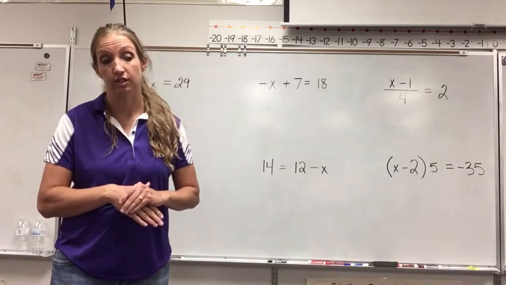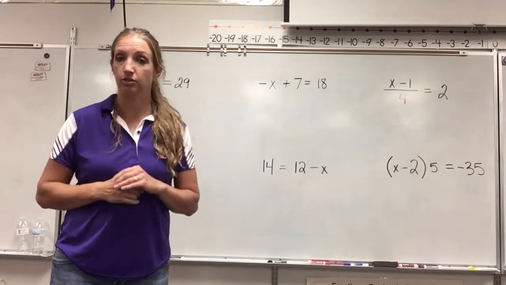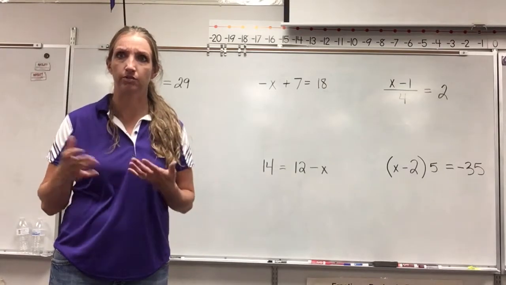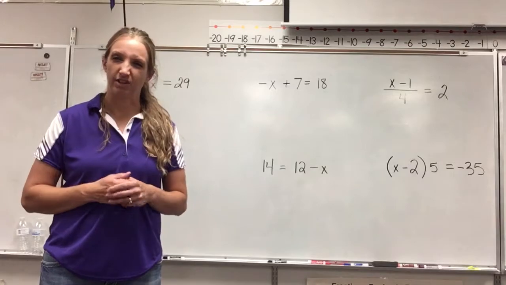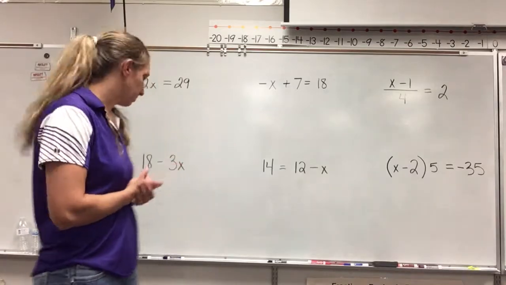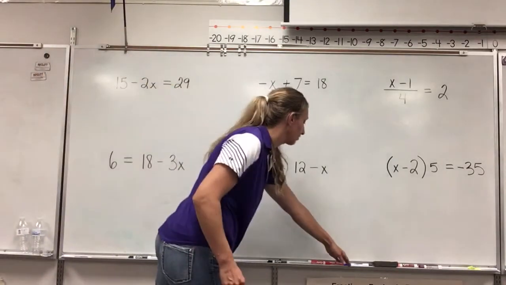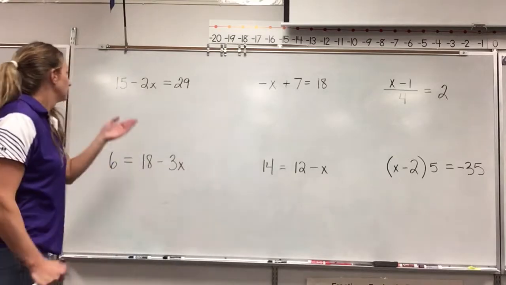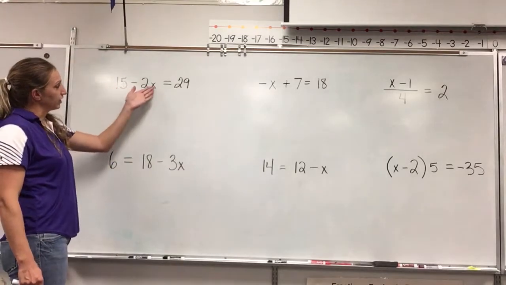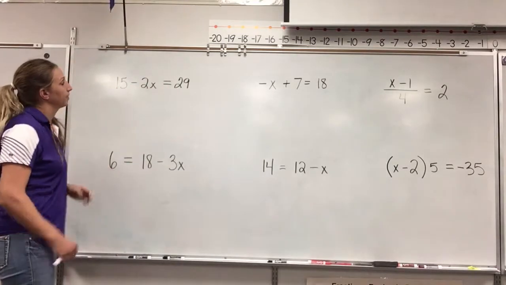So I'm going to call this the scrambled two-step equations. They're still two-step equations, but they're not written maybe how we see them a lot of times. So let's talk about these today. So here I have 15 minus 2x equals 29.